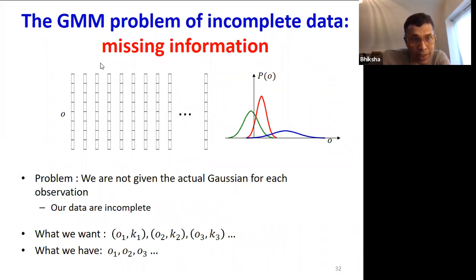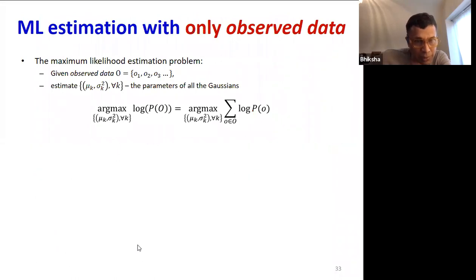So you're missing the identity of the Gaussian that was used to generate the data. You're missing the color of the Gaussian in our example. So what we want is a combination of O and K. K is which Gaussian the data was drawn from, and O is the observation itself. What you have is just the sequence of observations. So this means our data are incomplete.